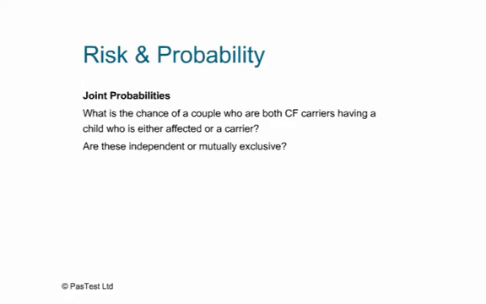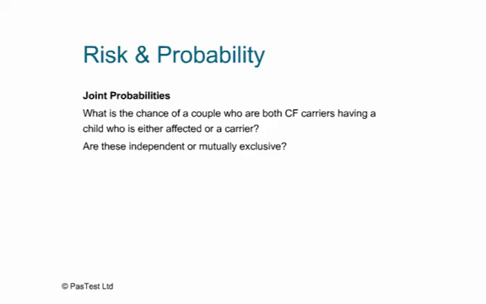But here's a different scenario. Supposing we have two CF carriers again, but this time they want to know what is the chance of them having a child that could pass on the gene down the generations. They want to know whether or not a child might have the gene at all, whether they could be either affected or a carrier, i.e. a child who does not have two normal CFTR genes. Now then, are these two events independent or mutually exclusive? Again, write down what you think. Commit yourself to an answer.